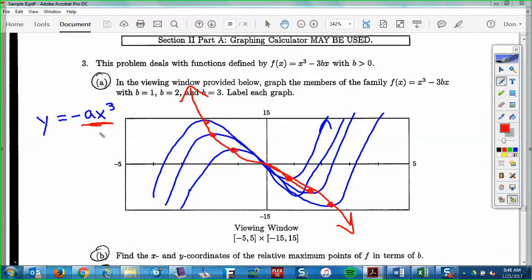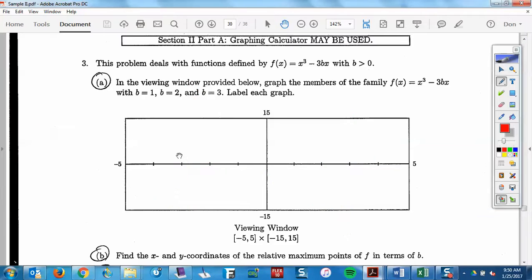And then what they do in part D is have you find the a value, which we'll get to in a minute. But it's kind of neat. There's a cubic equation that actually connects all of the different max and mins of this other set of cubic equations. All right. So anyway, that was part B.